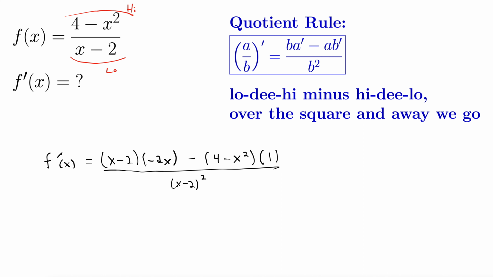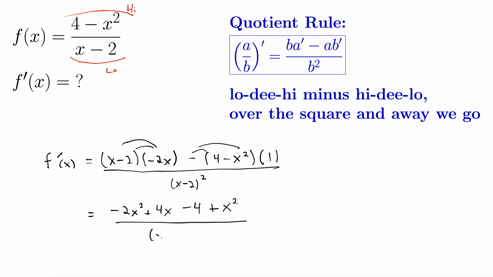Okay, we're done with the calculus, all algebra from here, which doesn't necessarily mean easy. Let's see what we can do here. I'm going to distribute this negative 2x through to both those terms. We have negative 2x squared plus 4x. Distribute the negative through to these two terms here, gives us minus 4 plus x squared all over x minus 2 quantity squared.